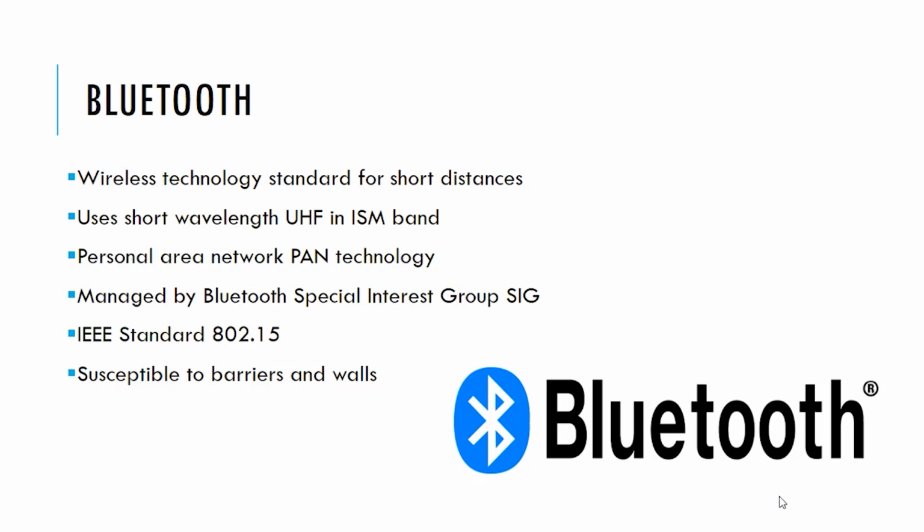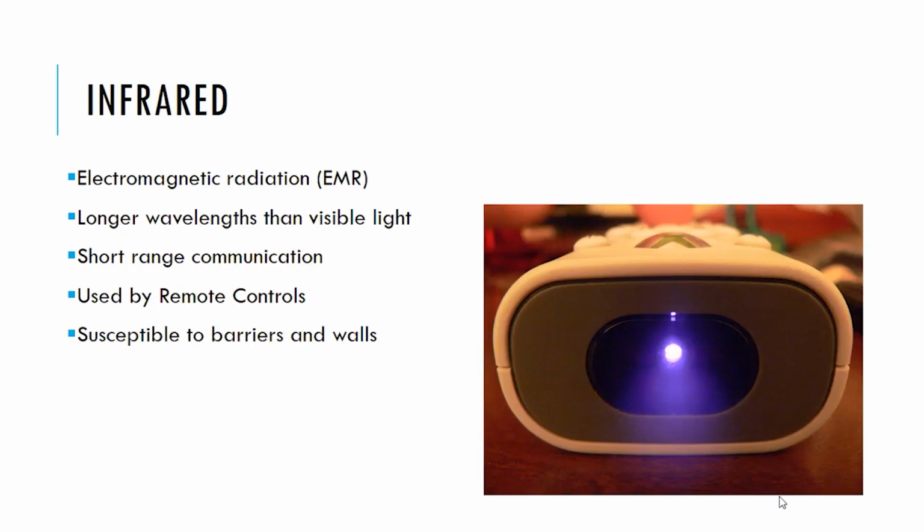The Bluetooth is managed by the Special Interest Group (SIG) of Bluetooth. It has the standard number 802.15 from the IEEE. Bluetooth is susceptible to barriers and walls, which means that if two devices need to connect to each other using the Bluetooth, there should be no walls or barriers between them. Otherwise, the connection will fail.